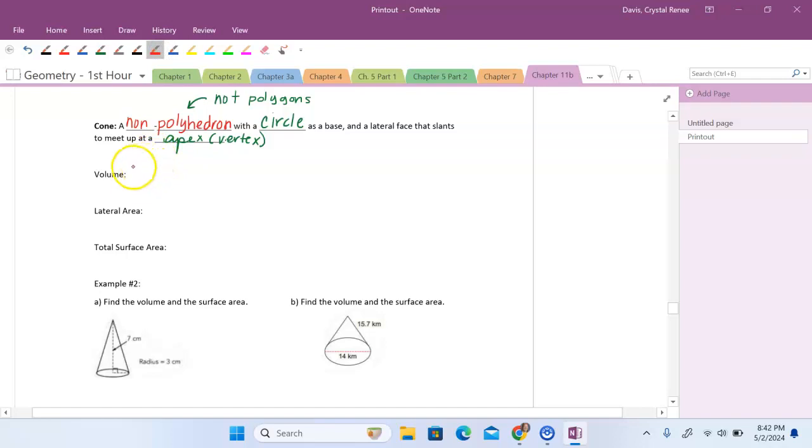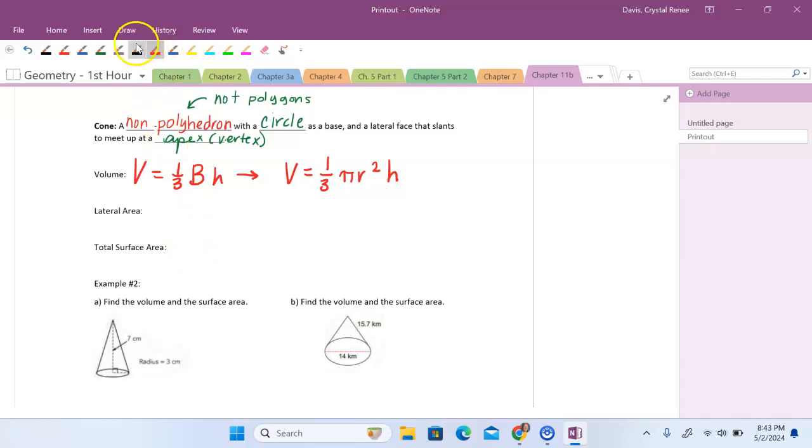So the volume of a cone is the same as the volume of the pyramid. It's 1/3 area of the base times height. But luckily for us, the area of the base is just a circle. We know the area of a circle is pi r squared, so we can rewrite this as 1/3 pi r squared times h. Now the lateral area, just like before, is 1/2 perimeter of the base times slant height.